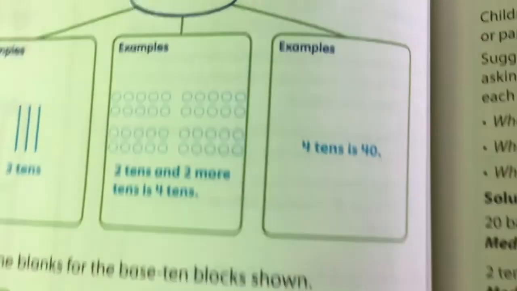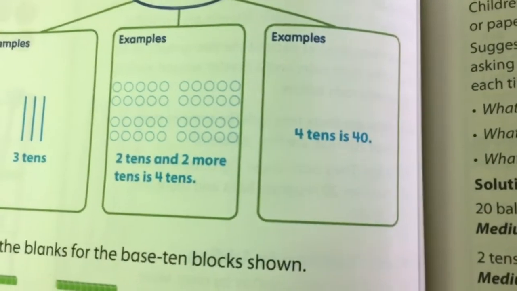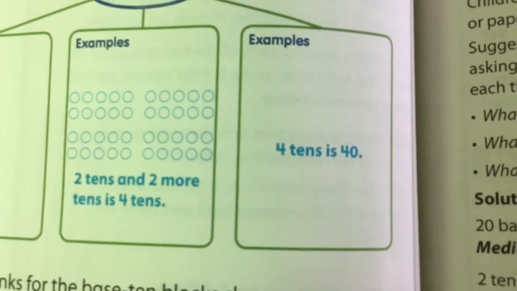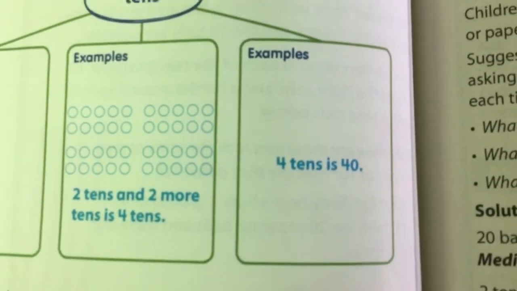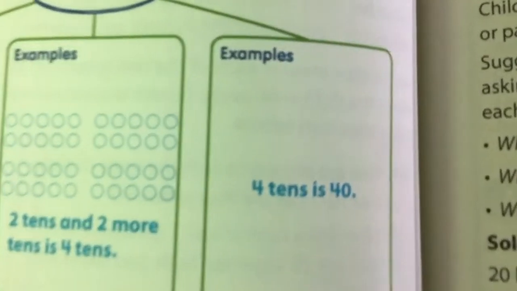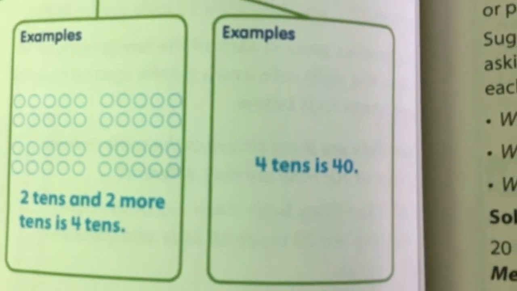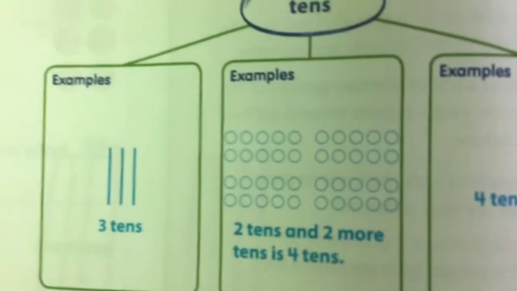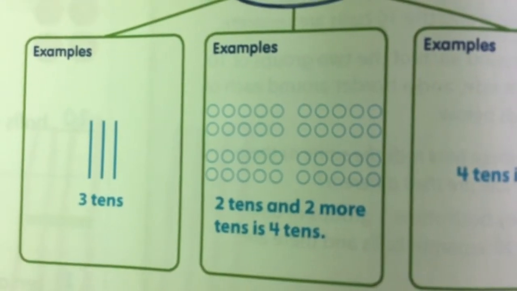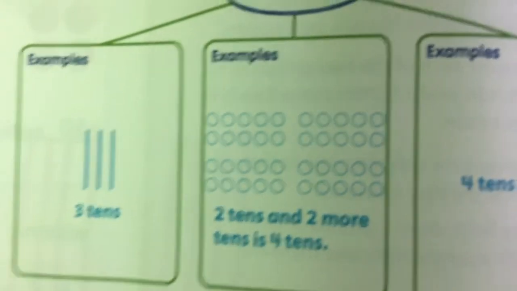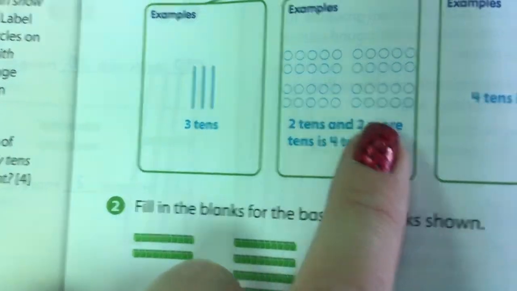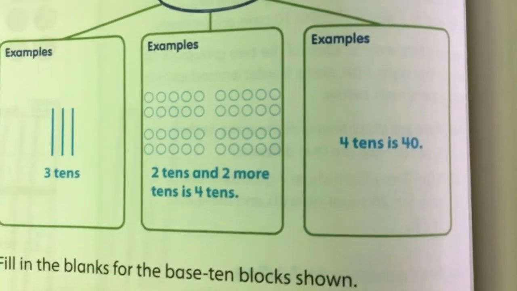And for our last example, we can use numbers and words. So this example says 4 tens is 40. It's important for us to know the different names of what we can call our groups. So 4 tens is the same as 40. Why? Because let's look back at this example. When we have 4 tens, as we see in our center example here, if we want to know what number that equals, we just count by tens. 10, 20, 30, 40. 4 tens is 40.